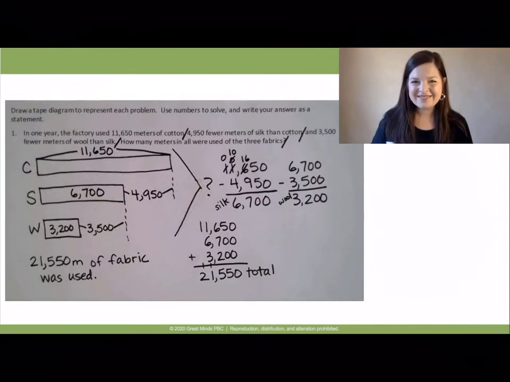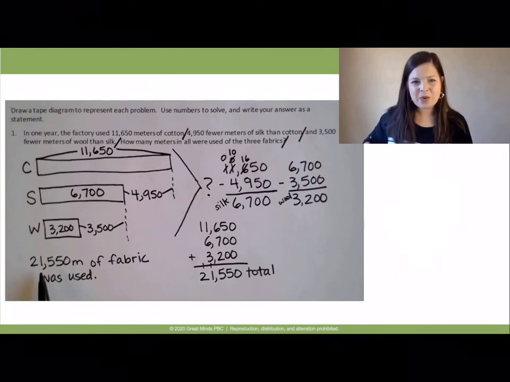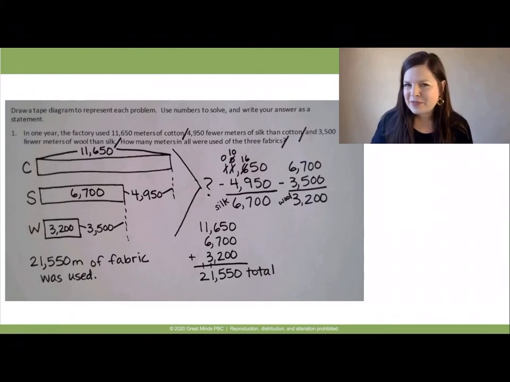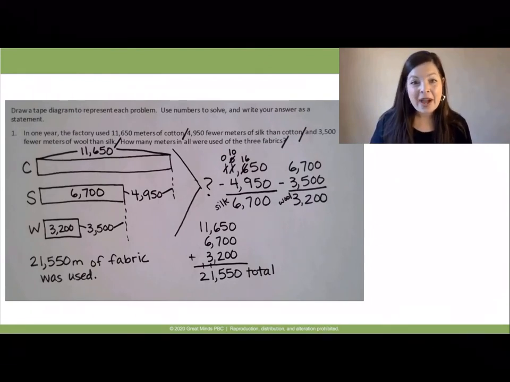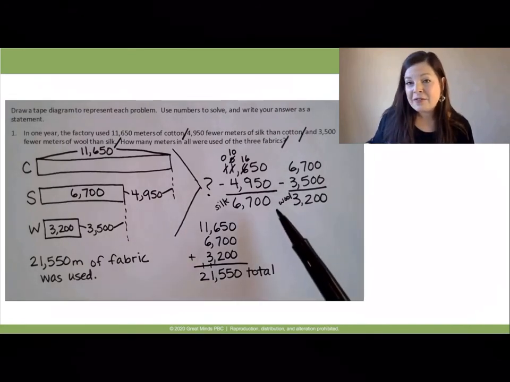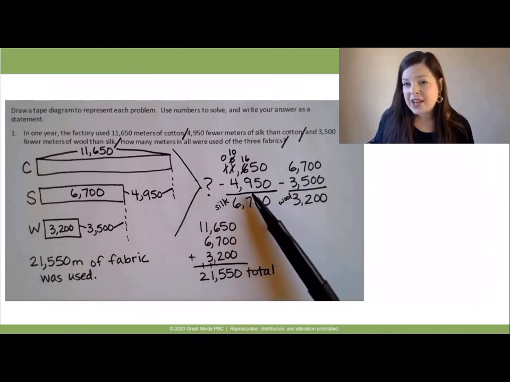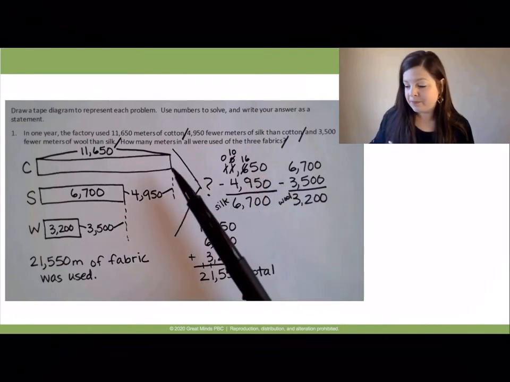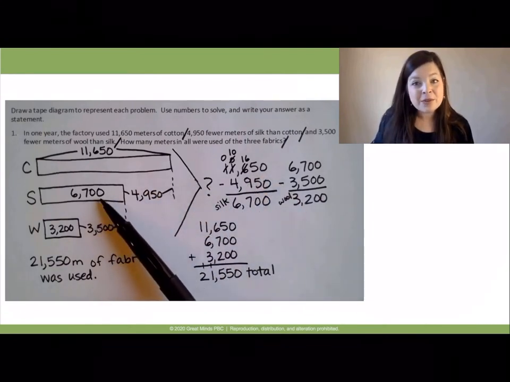Welcome back. Hopefully you found that 21,550 meters of fabric was used. If you didn't, remember to always compare your work to the work on the screen and see if you can find your mistake. Now, how did you solve the problem? Here's how I solved it. First, I subtracted 4,950 from 11,650 so that I could find the amount of silk that was used, which was 6,700 meters.